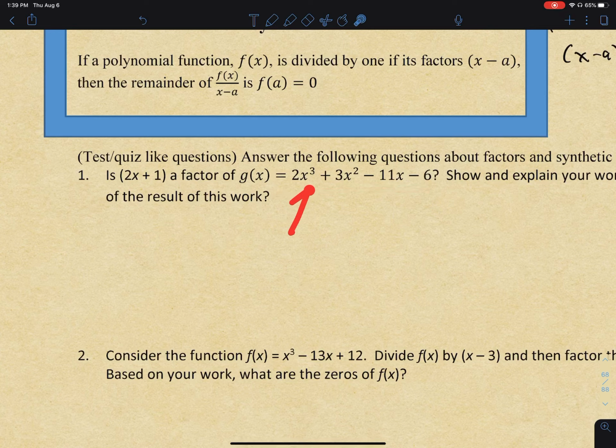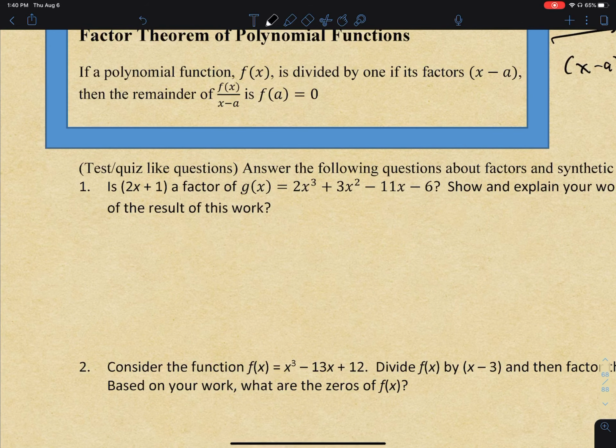Hopefully you can see that if I put a negative 1/2 into this, it's going to be problematic. I end up with negative 8 and a positive 4th and a negative 1/2. I have to get common denominators and add them together. It's kind of a mess. So let's take my factor and set it equal to 0 and solve it.